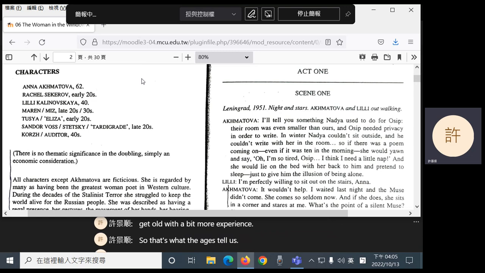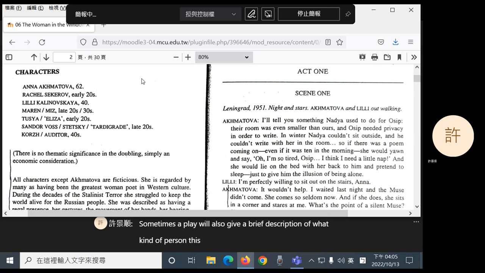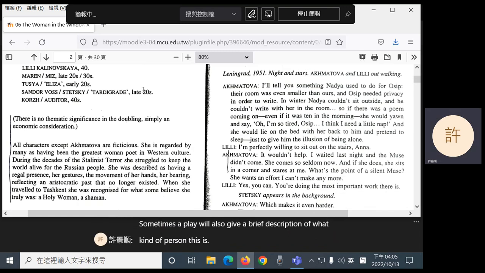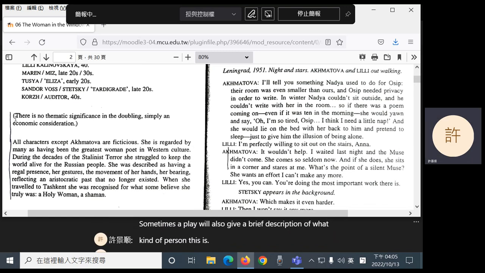Sometimes a play will also give a brief description of what kind of person this is. Here the author tells us that there's no meaning in the fact that one actor plays two roles. You can choose to believe her or not.